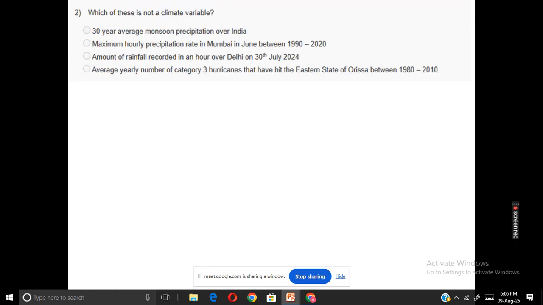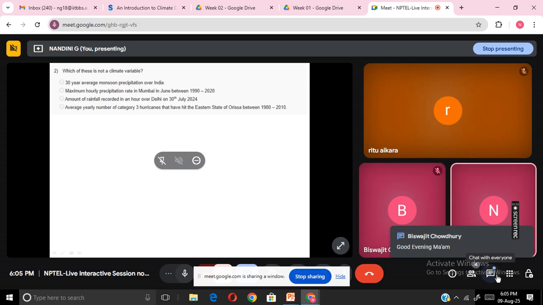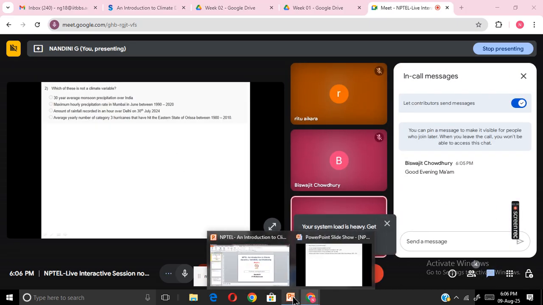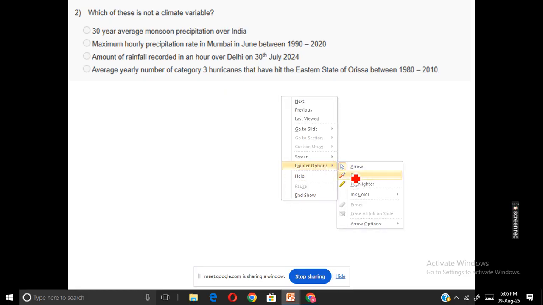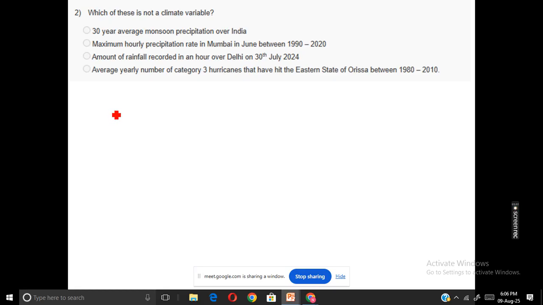Now the second question is: which of these is not a climate variable? The options are: 30-year average monsoon precipitation over India; maximum hourly precipitation rate in Mumbai between 1990 and 2020; amount of rainfall recorded in an hour over Delhi on 30th July 2024; and the average yearly number of Category 3 hurricanes that have hit the eastern state of Orissa between 1980 and 2010. The question is which of these is not a variable that we generally use for climate.